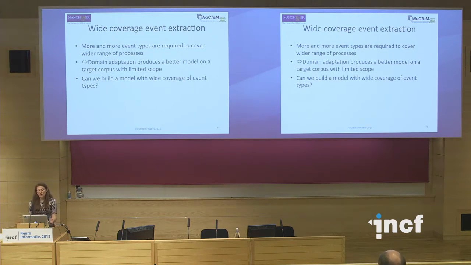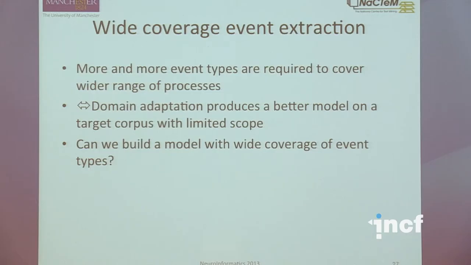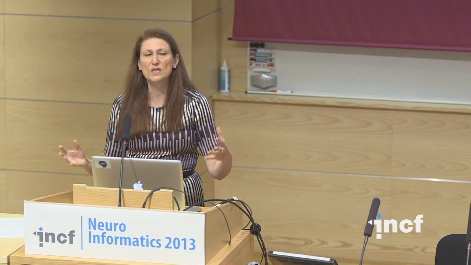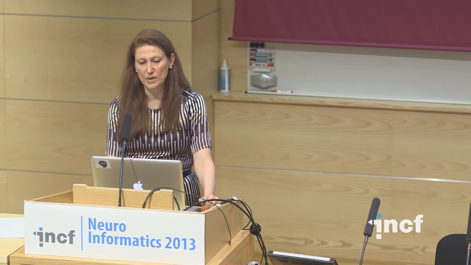Another problem we have, and I might go a bit quickly on that, given the time, is that domain adaptation works extremely well in one domain. So you have a target corpus, but still you have a limited scope. One of the challenges now is to build models which have wide coverage of event extraction, so we can recognize many of these events in different domains using as many resources as possible, going beyond domain adaptation.